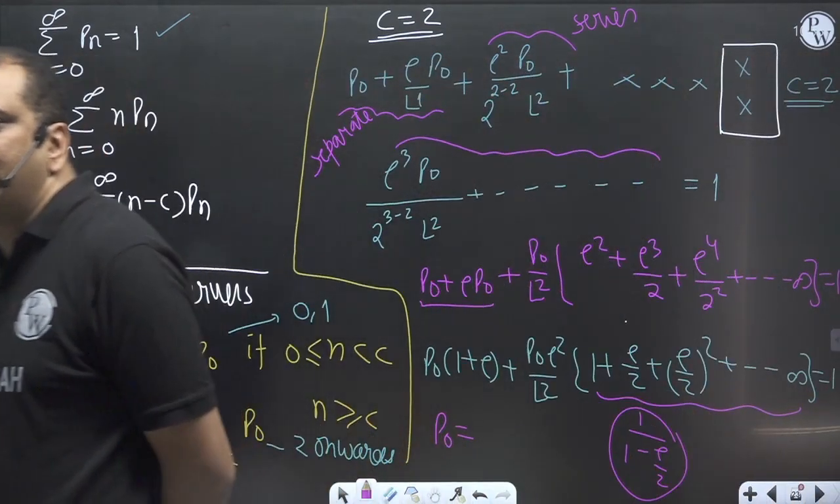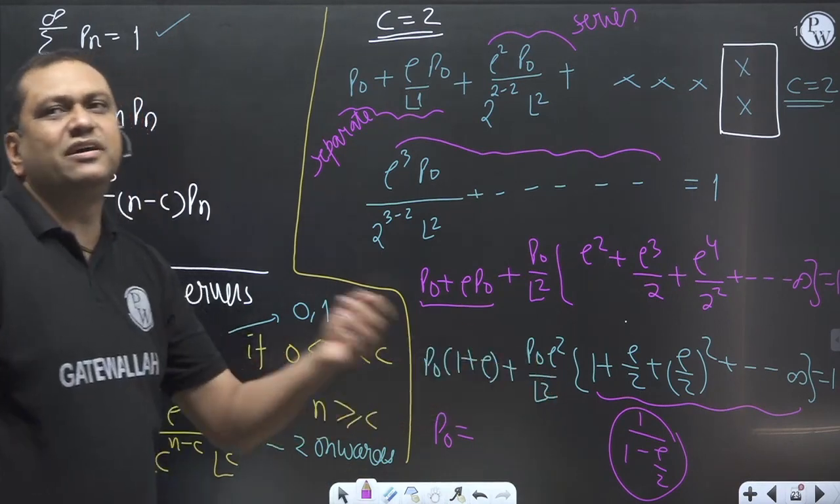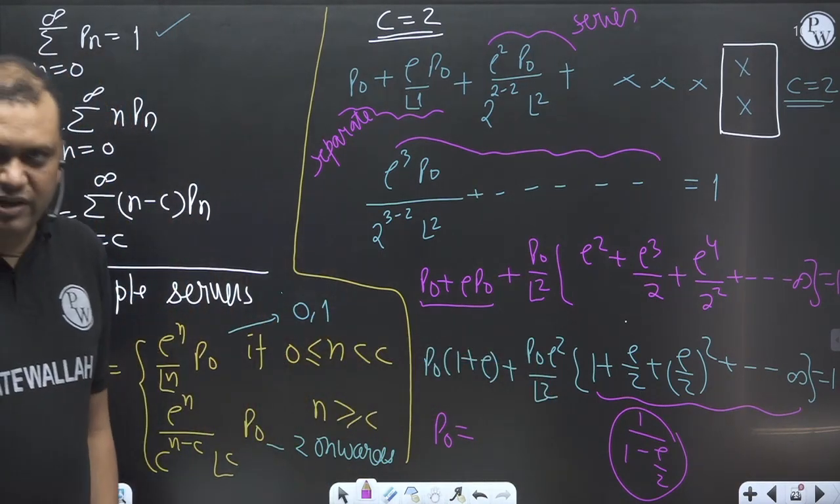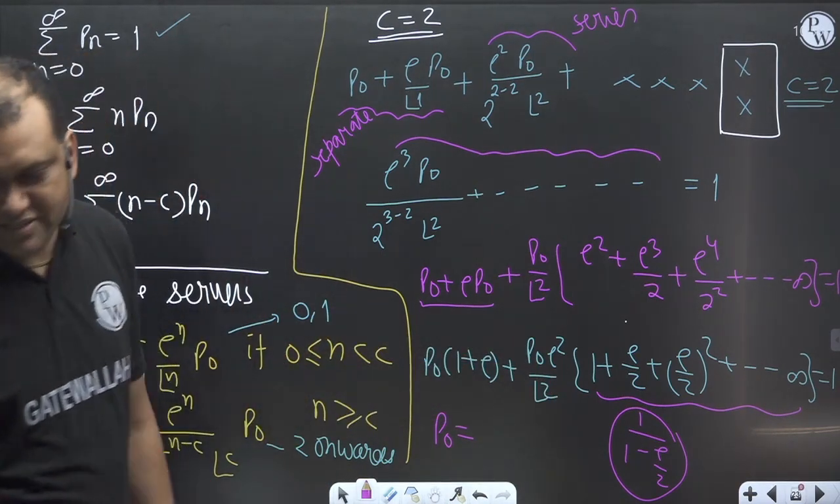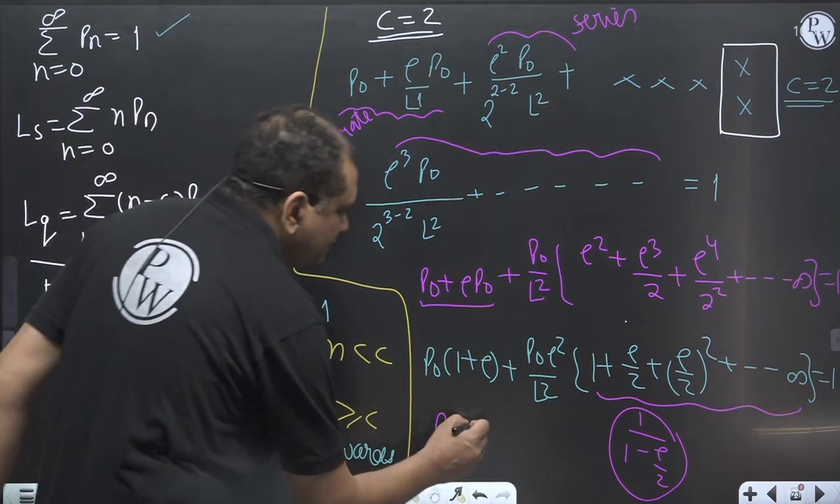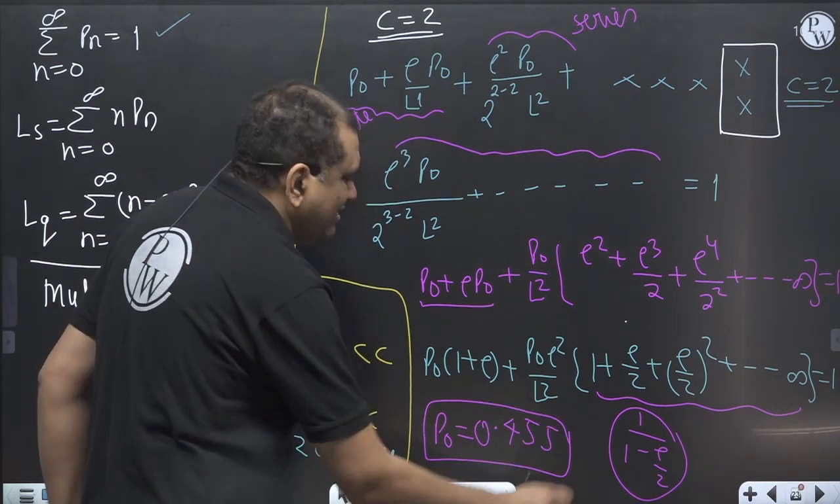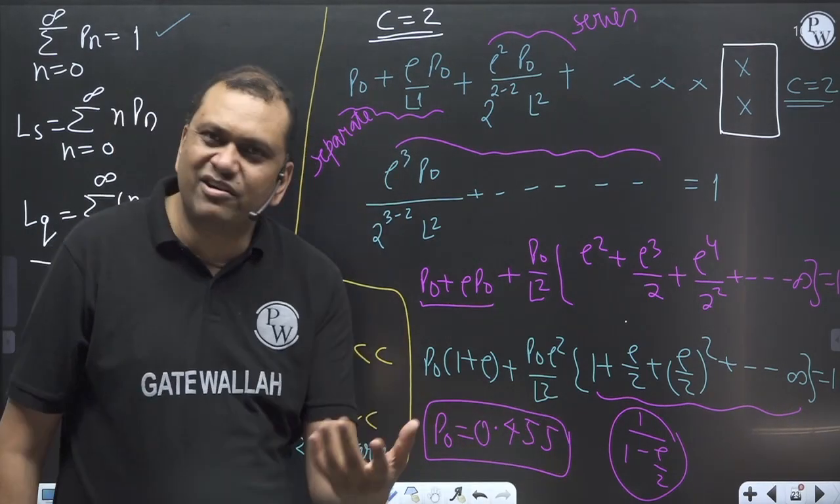Seconds I am waiting so that you can do this calculation. If you are good in mathematics, these problems are very easy. P naught is 0.455. It's a one-shot series, it's a recorded mode it is going.